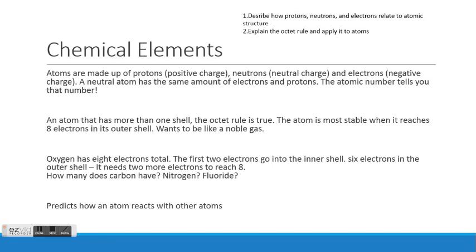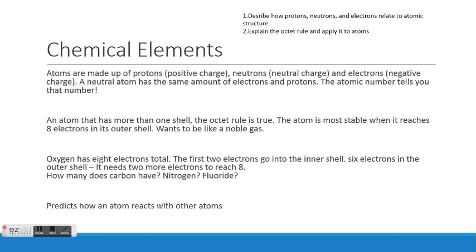So oxygen has 8 electrons total. The first 2 electrons go in the inner shell, 6 electrons in the outer shell. Now, it's kind of hard to remember how many go in the inner shell and outer shell. There is a way to remember it, but for our sakes right now in biochemistry, just count how many away it is from the noble gases, which is family number 18 on the far right. So oxygen is 2 away, meaning that it wants 2 more electrons to get to 8.